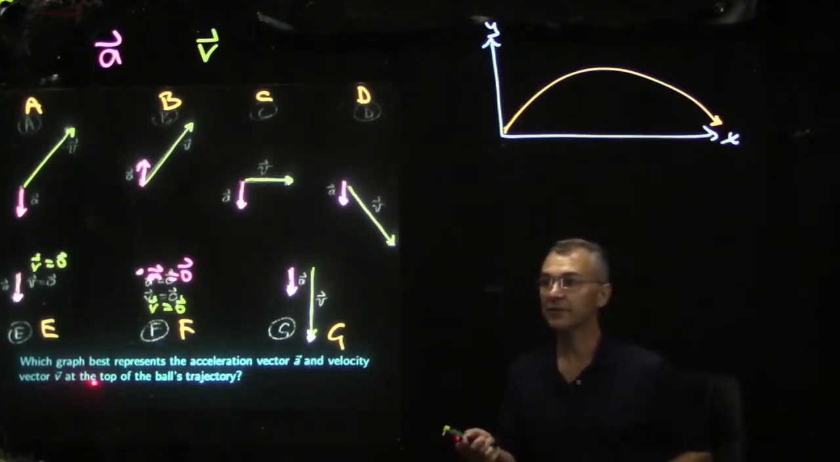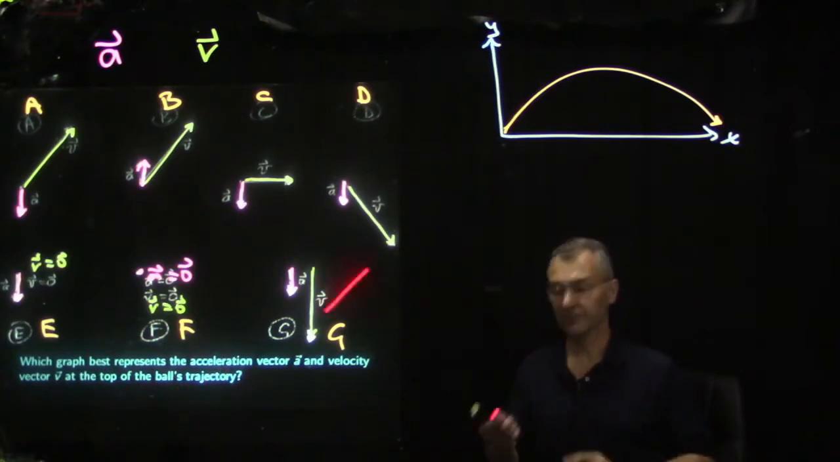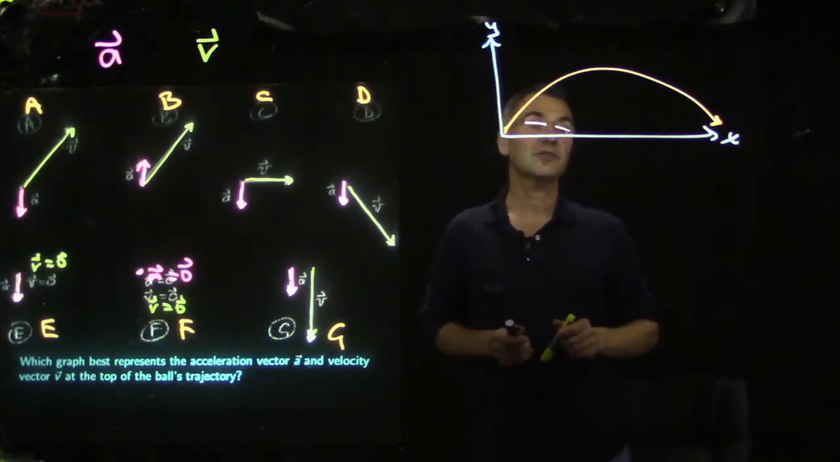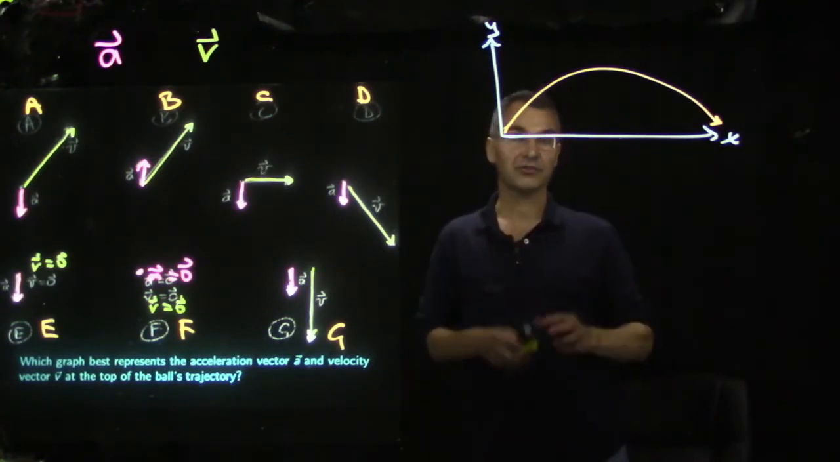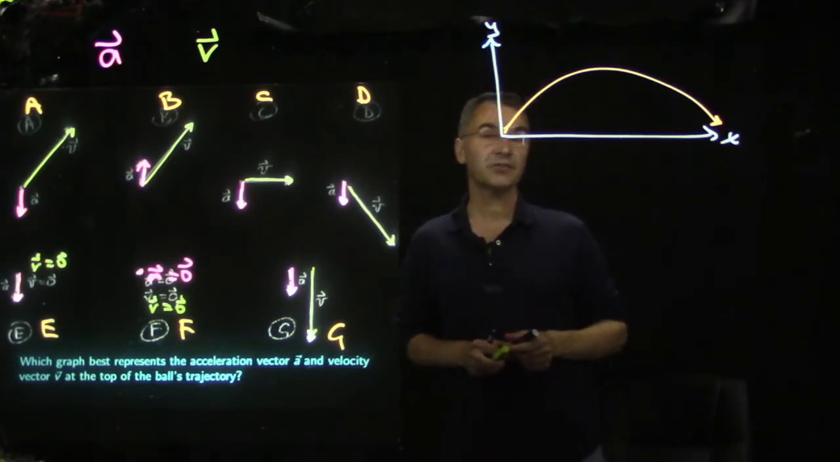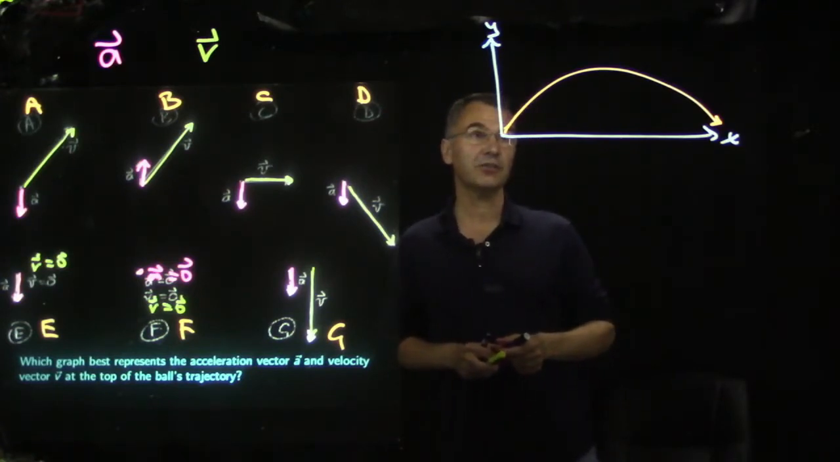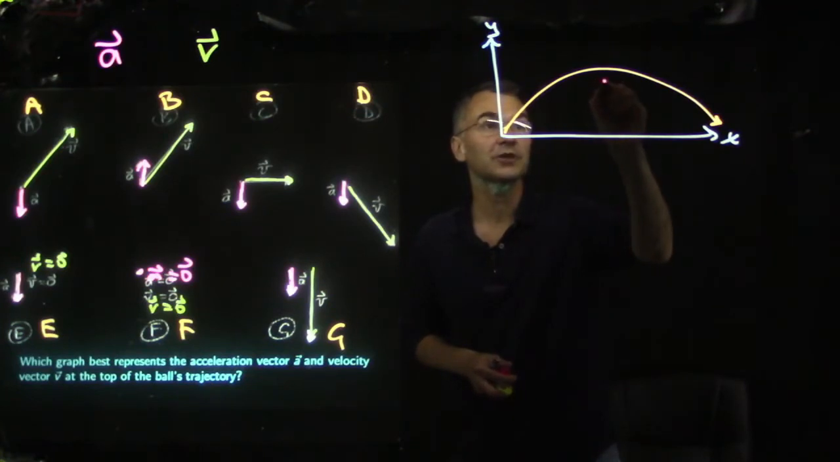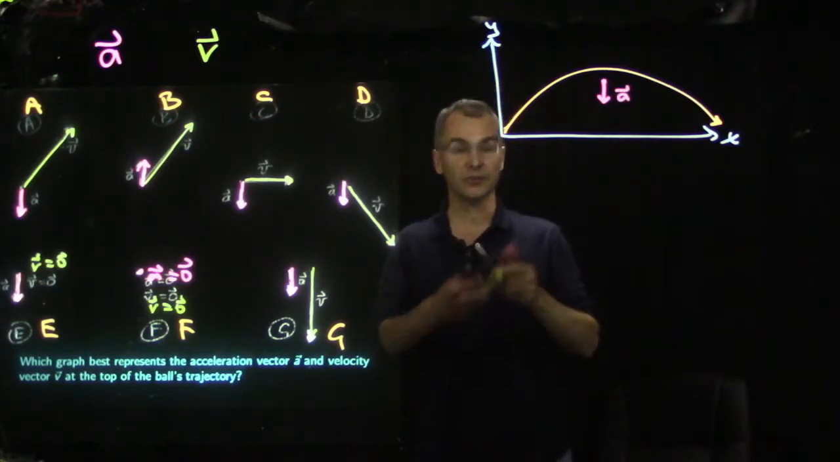What about at the very top of the ball's trajectory? So when the ball is up here, what is its velocity vector and what is its acceleration vector? So you can pause and think for a moment. To get its acceleration vector, you could look at the change in its velocity vector, or you could just imagine the forces acting on it. So I think there is still only one force acting on it, which points downward. So I think the acceleration still points straight downward.